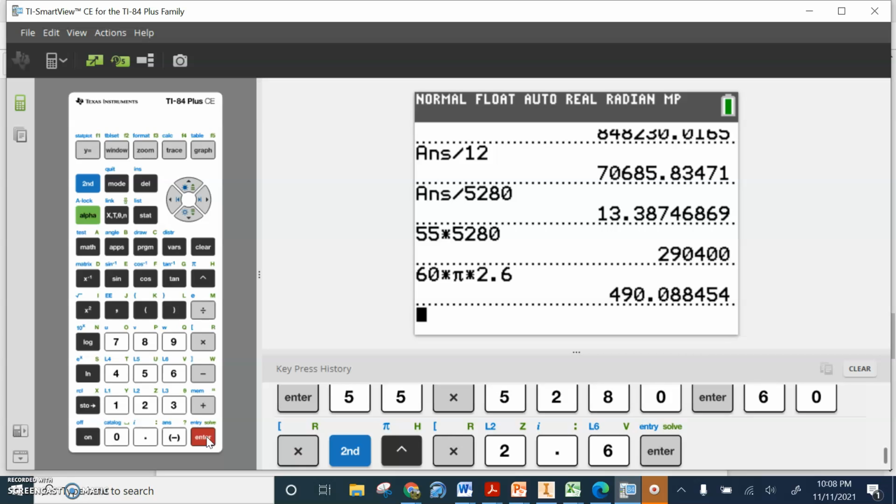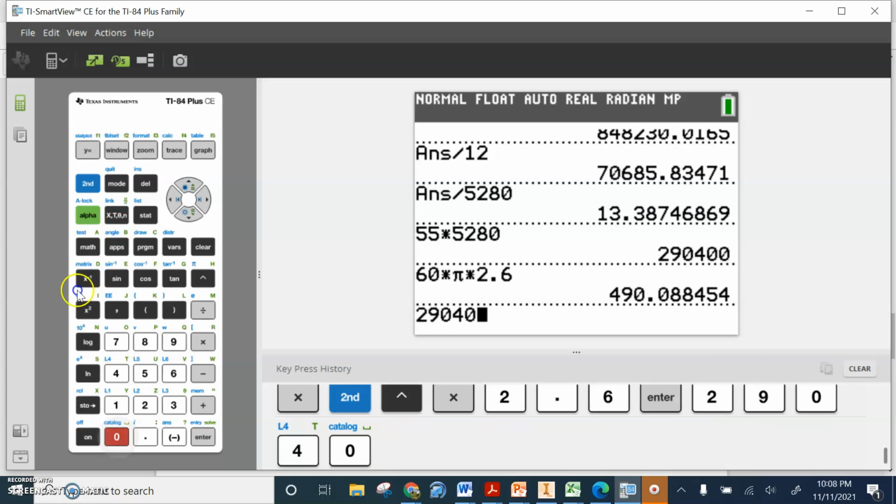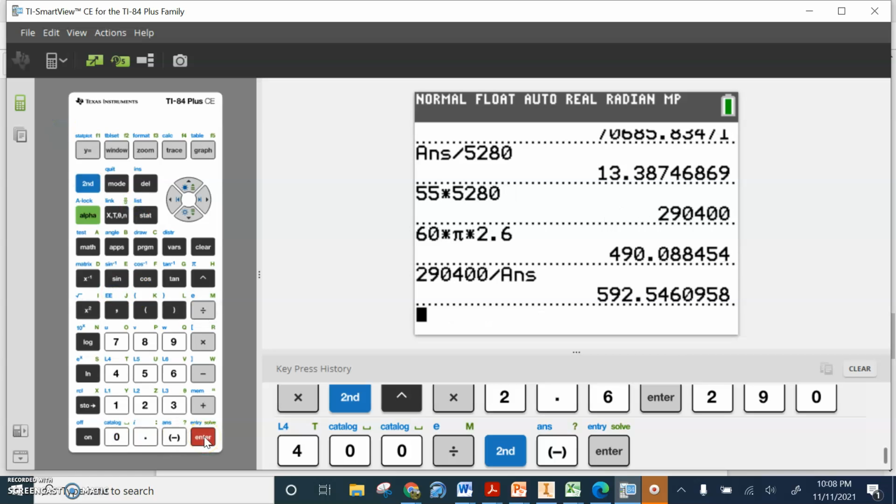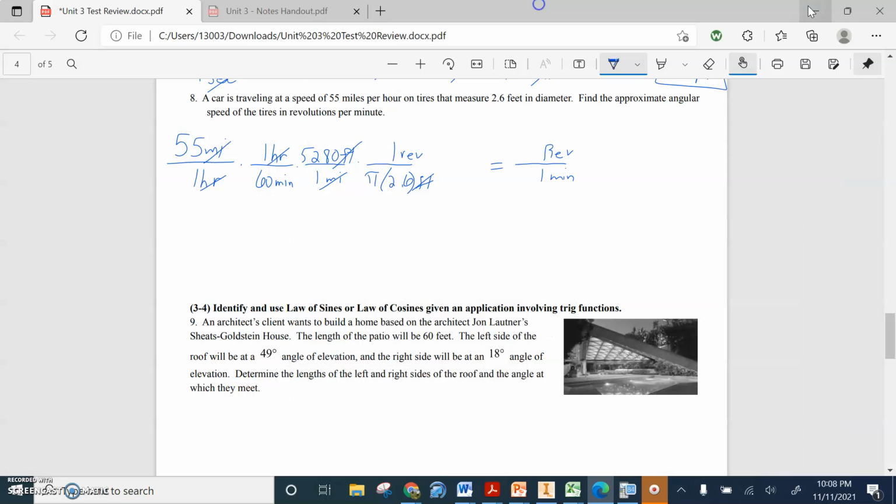So we take our 290,400 divided by that, and the answer is 592.55. Let's just erase that portion. And that was revolutions per minute. So 592.55 revs per minute. I'll leave it just looking like that, but that should be your final answer on that one.